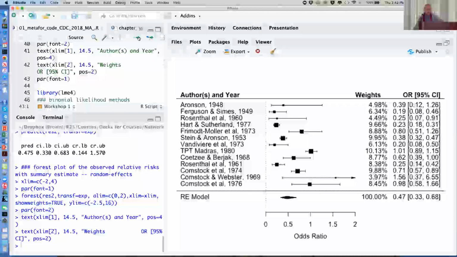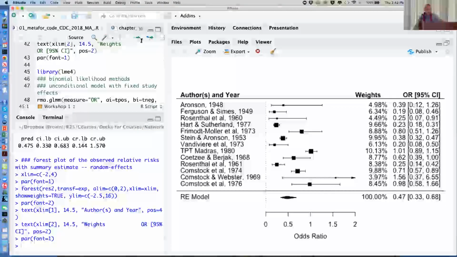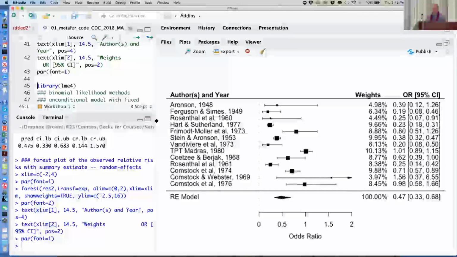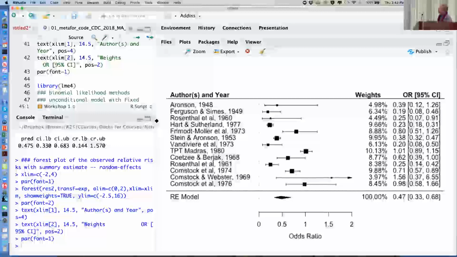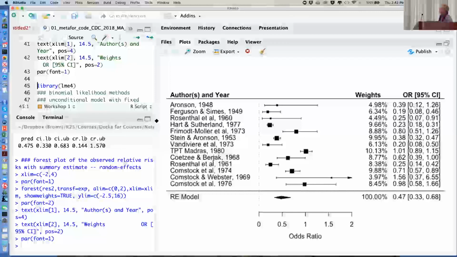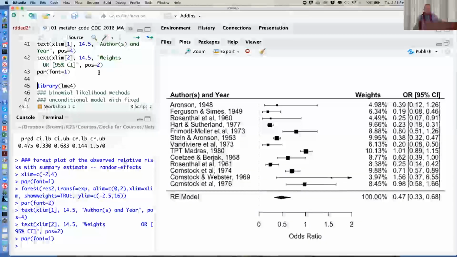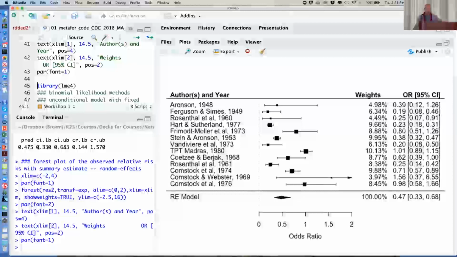So then we can add some text on. Okay, so this is our final forest plot. This is telling us, using a random effects model, those are the random effects weights for each study. You can see they're pretty equally distributed. The odds ratios in each study together with the 95% confidence limit, and then the random effects estimate at the bottom, which is 0.47 with a confidence limit of 0.33 to 0.68. And we can just verify that that's the same as what we had right here.